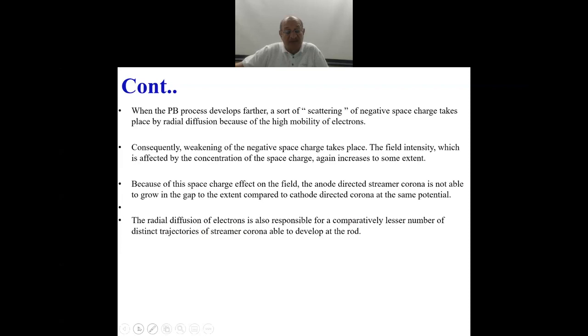Anode-directed means that when negative polarity voltage is applied to the electrode, the streamer is developing towards the anode. The anode-directed corona is not able to grow in the gap to the extent of the cathode-directed corona at the same potential. The radial diffusion of electrons is also responsible for a comparatively lesser number of distinct trajectories of a streamer able to develop at the rod.